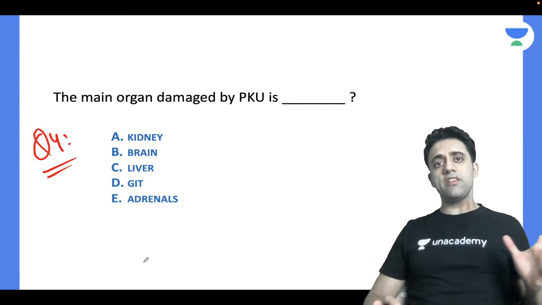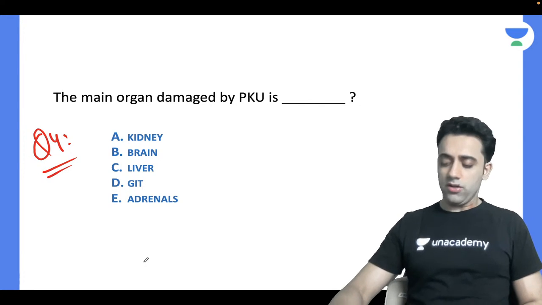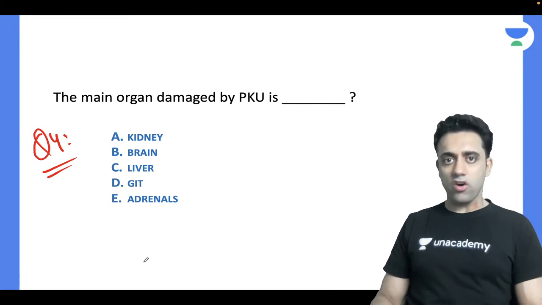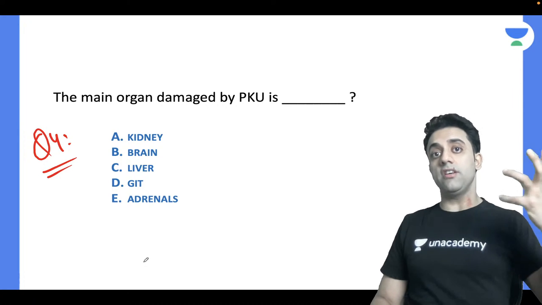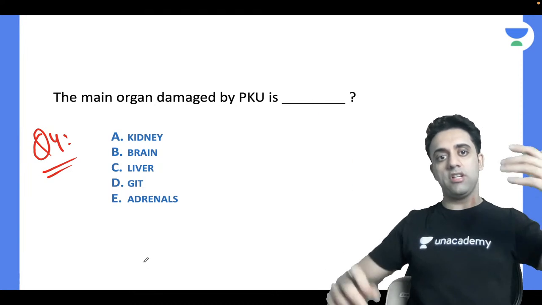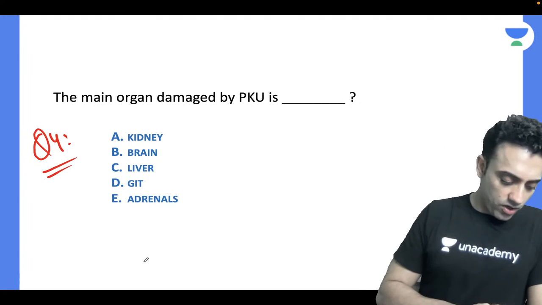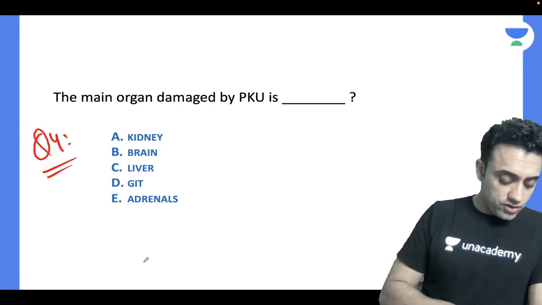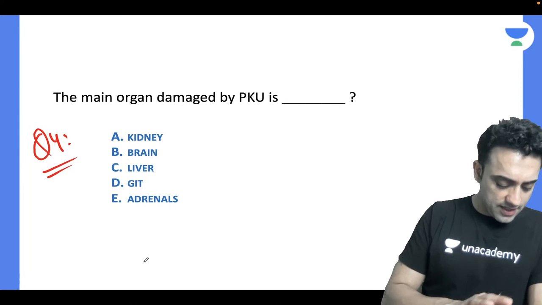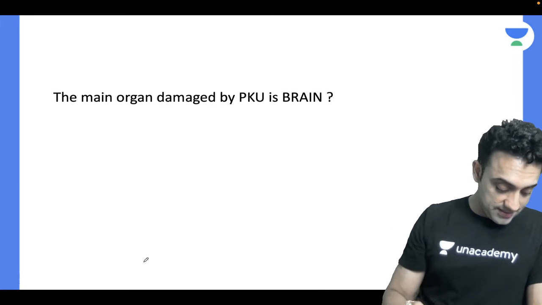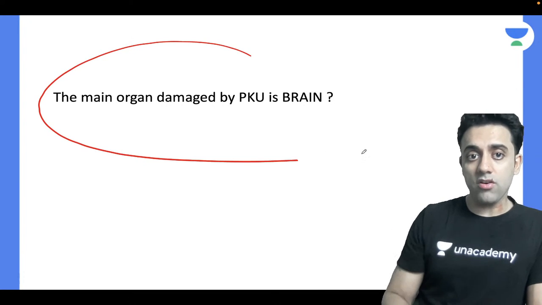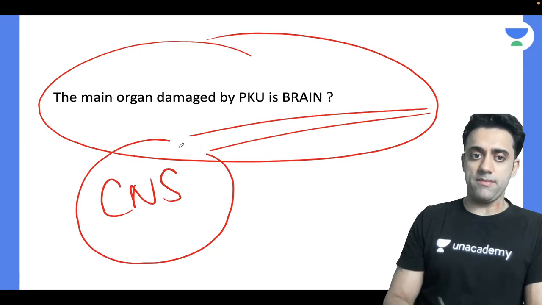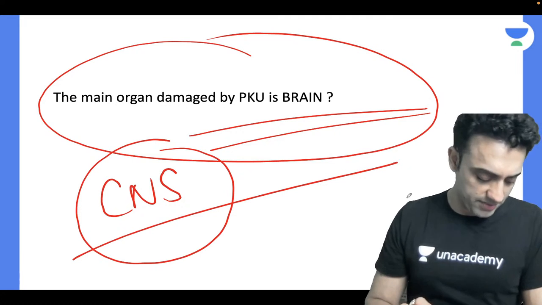So can we appreciate what we are studying? Phenylketonuria. Phenylalanine normally gets converted into tyrosine, but this enzyme deficiency is there. So phenylalanine will not be able to get converted, leading to accumulation of phenylalanine and its metabolites, leading to phenylketonuria. So which is the main organ? Very beautiful. The best answer has been given. Yes, the answer is brain. The main organ to get damaged in phenylketonuria is nothing but CNS damage, nothing but the brain. That you should know.